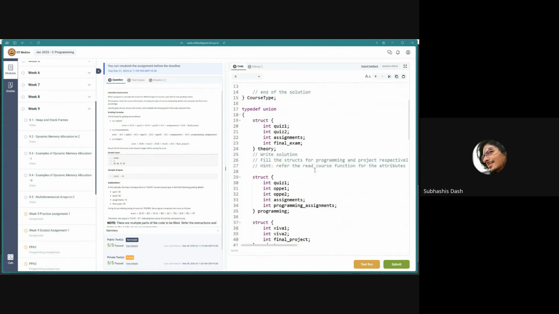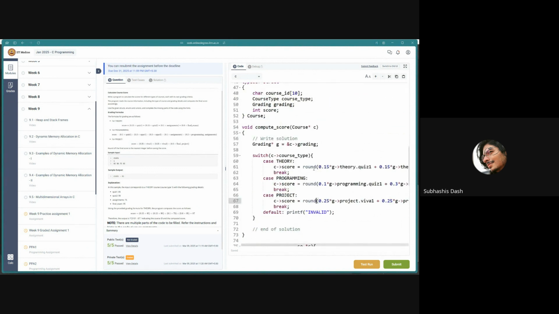So that was this question. The main issue that you may be facing in this one is the confusing pointer logic over here, like referencing, dereferencing, and stuff like that.